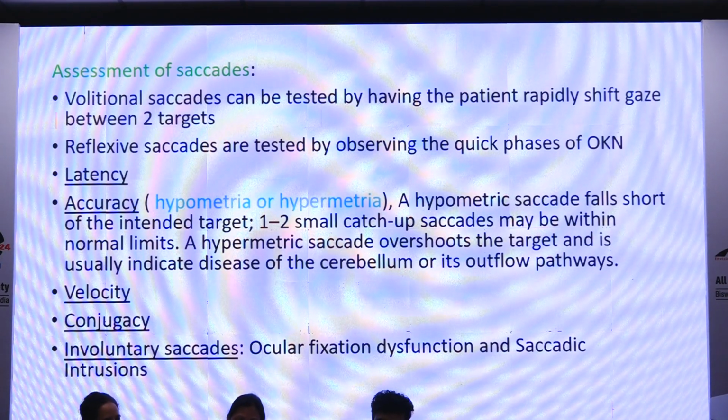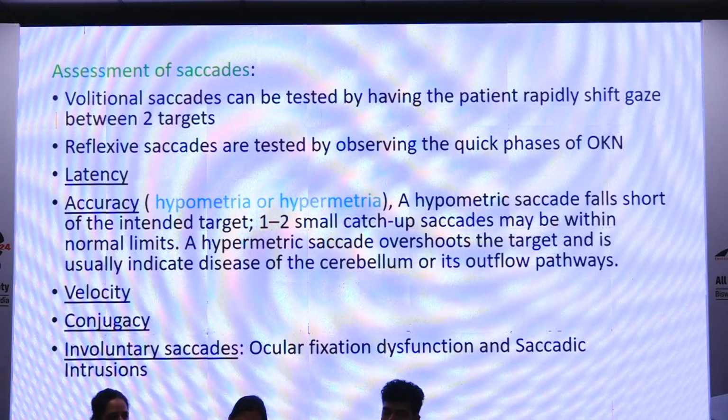And we can see whether there are any involuntary saccades. If the saccadic pathway is affected, as I have already told, there will be saccadic intrusions. These are very high, rapid movements. So latency, accuracy, conjugacy, all we clinically need for saccades.